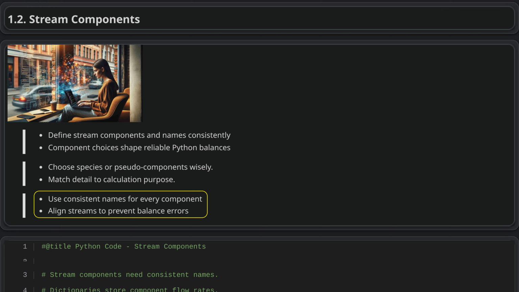In process calculations, component names must be consistent, because the computer treats each name as a separate identifier. Before doing material balances, standardize names and make sure all streams, such as fresh feeds and recycle streams, use the same component set. This prevents missing materials, double counting, and other errors in Python-based calculations.